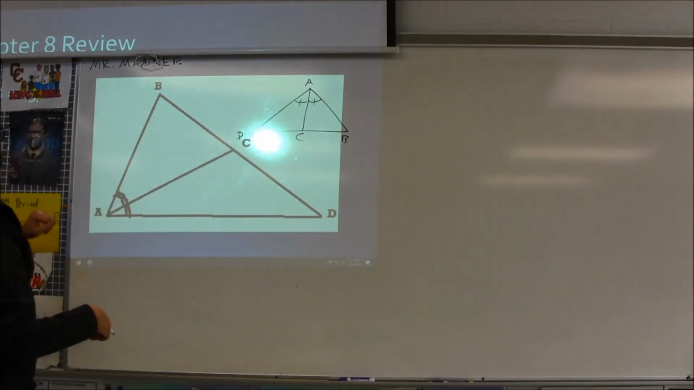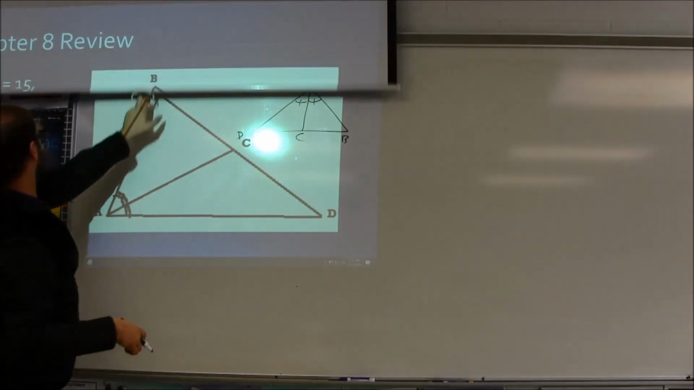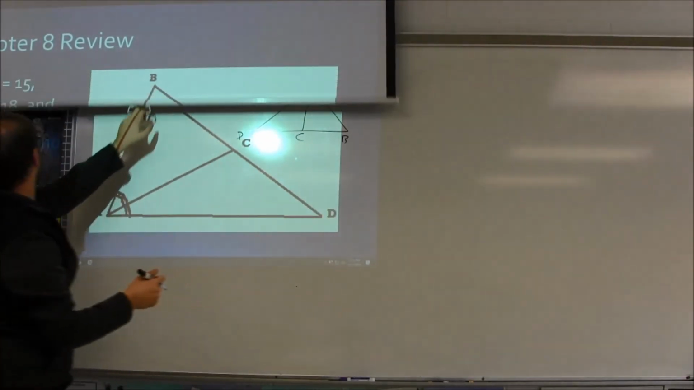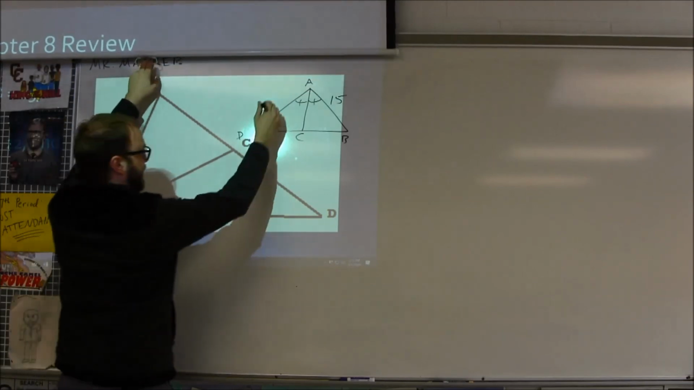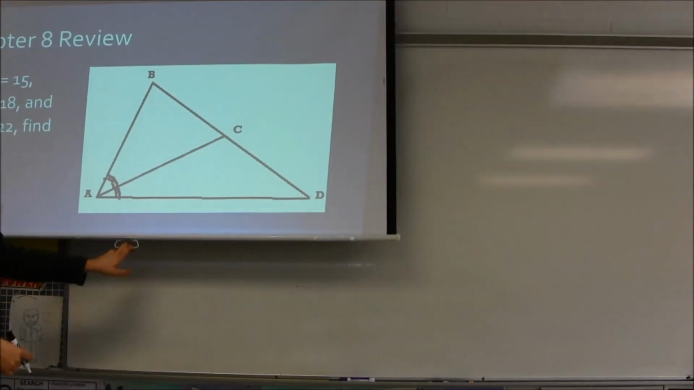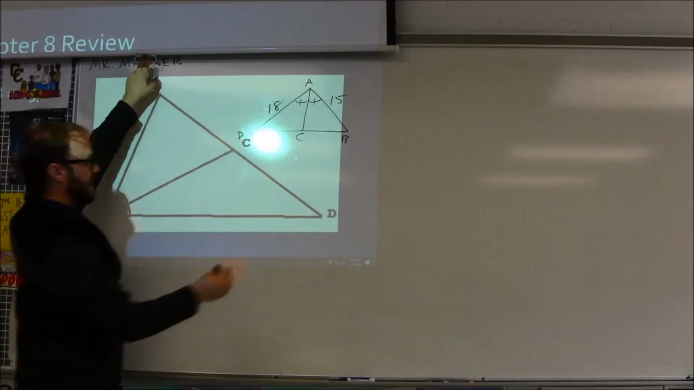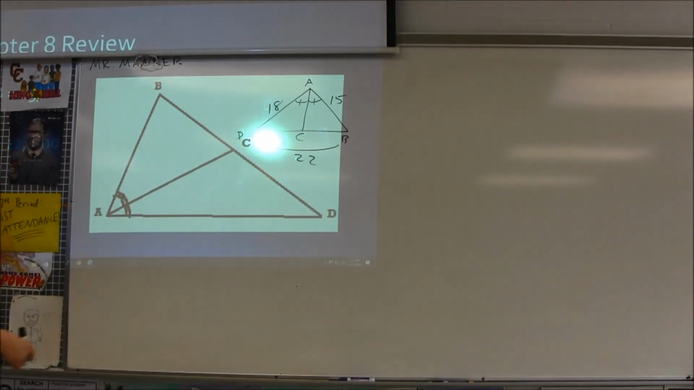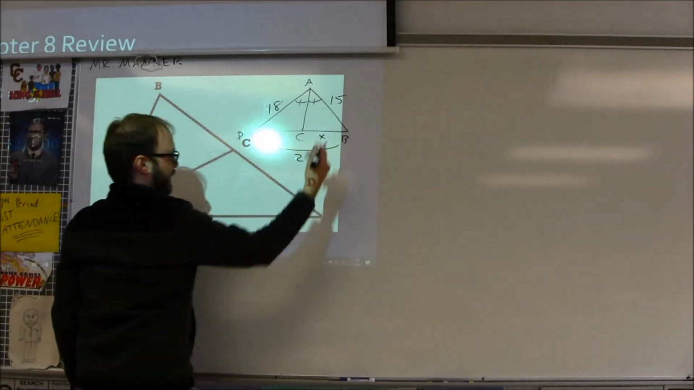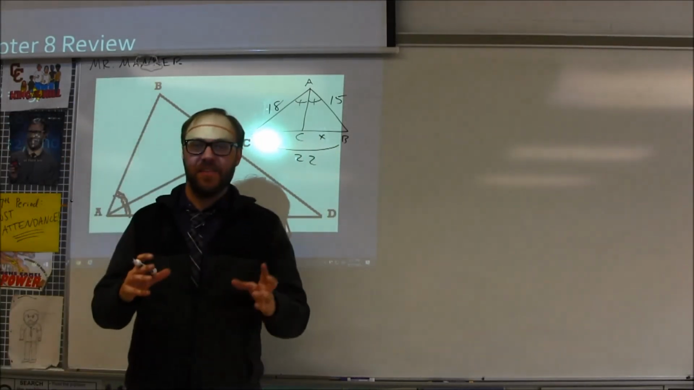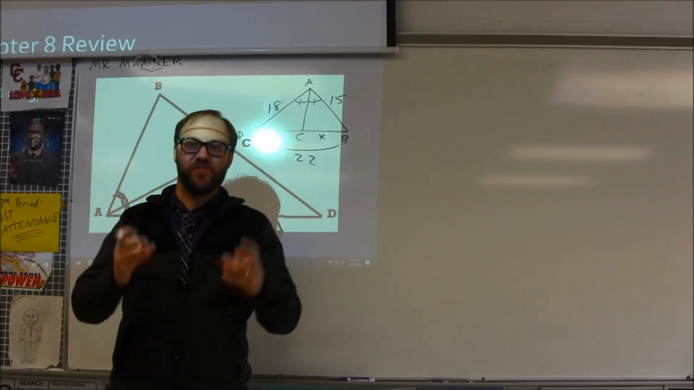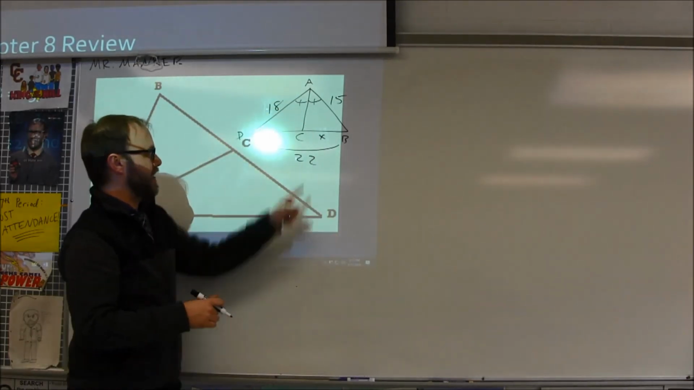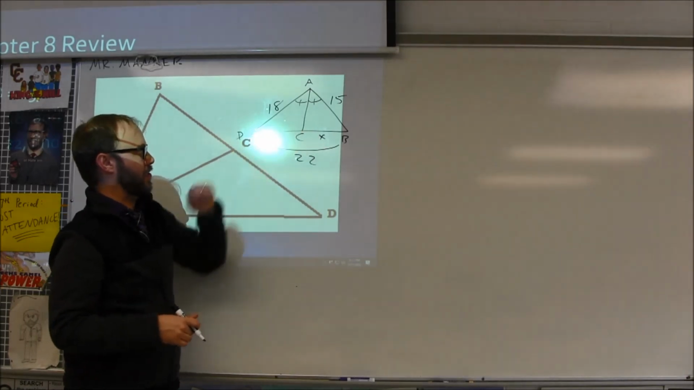So if we go back and look at the original, AB is 15, so that's 15. AD is 18, BD is 22, and we're trying to find BC, which is this thing right here. The big thing here, this is the angle bisector relationship. These triangles are not similar. Really important thing to know. No reason to think that these 2 guys are similar.